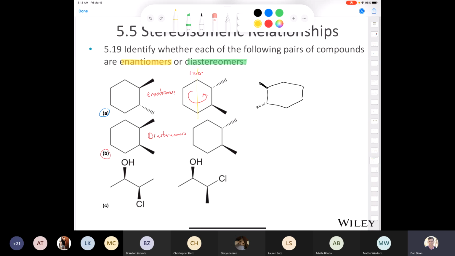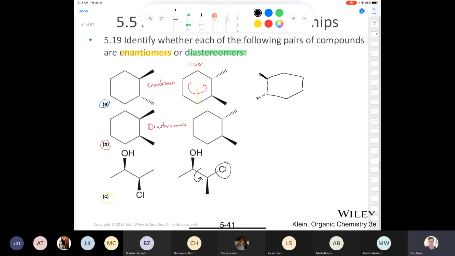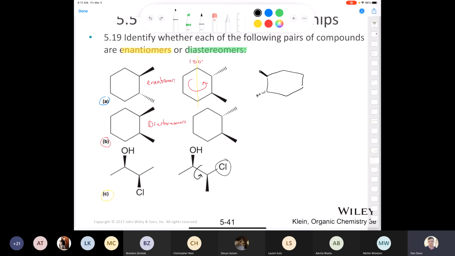The next one is a little bit trickier, right? C is a little bit trickier because you'd have to manipulate this bond here. You'd have to rotate this bond and put the methyl in the plane with this methyl group, or you could put the chlorine pointing out like the chlorine there, and then you could evaluate whether these are enantiomers or diastereomers. Let's do that first.